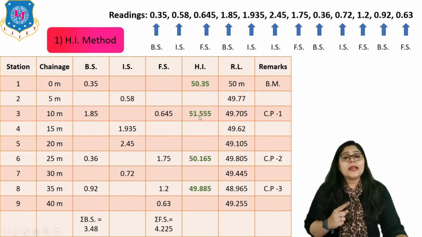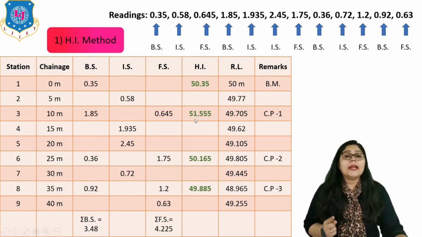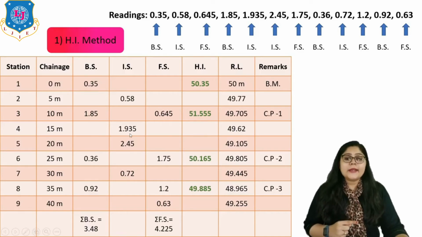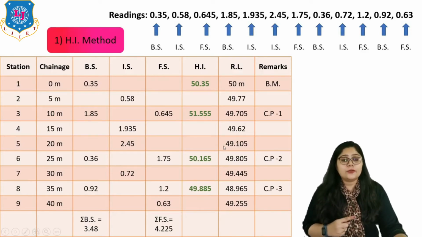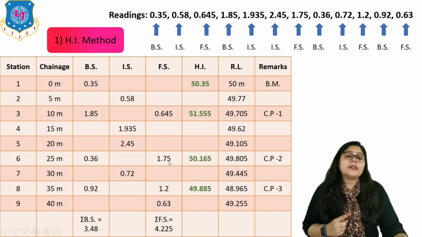Now, once you know the HI, it means simply you have to minus the IS and FS to get the consecutive RL, right? So 51.555 minus 1.935 will give me the next RL 49.62. Same way, 51.555 minus 2.45 will give me the RL of station 5, which is 49.105. Same way, 51.555 minus 1.75 will give me the answer 49.805 for this station 6.